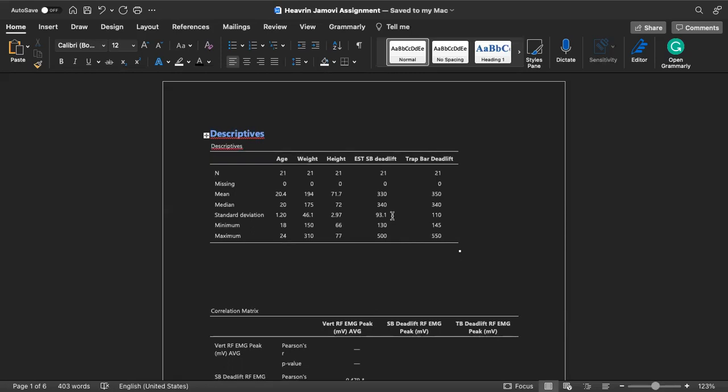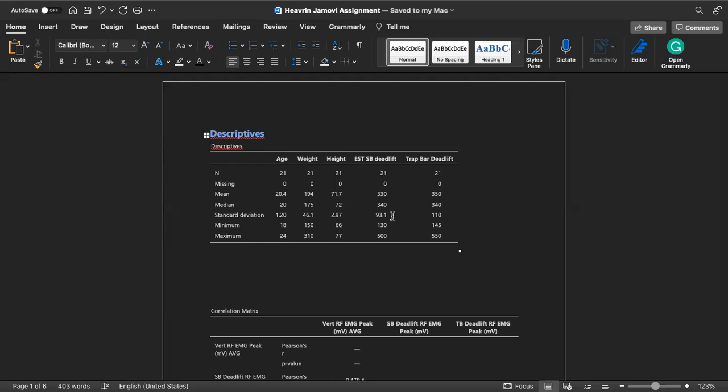As you can see here on the statistics, the average height was 71.7 centimeters, I'm sorry, 71.7 centimeters. The weight was 194 pounds. The age was about 20. And this is actually pretty interesting, I'd say these numbers are pretty high.